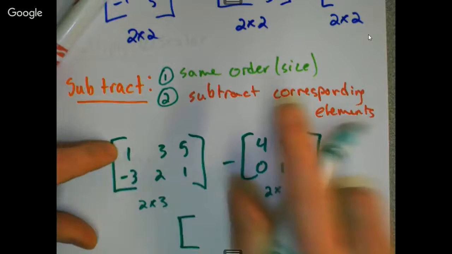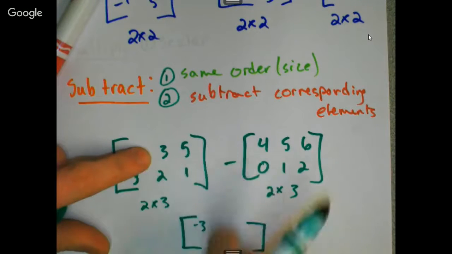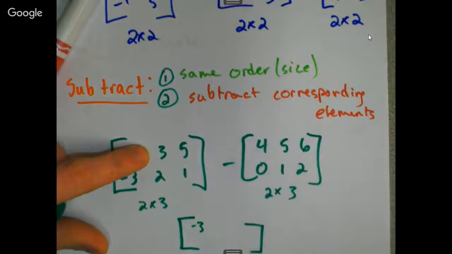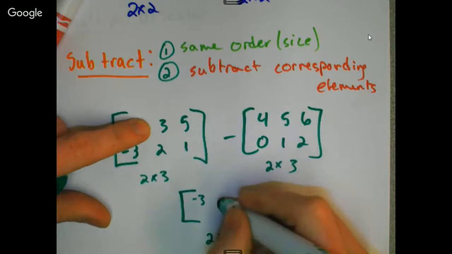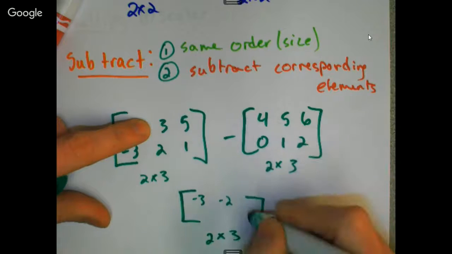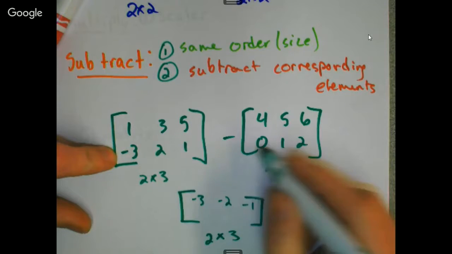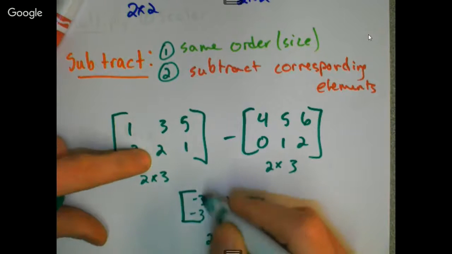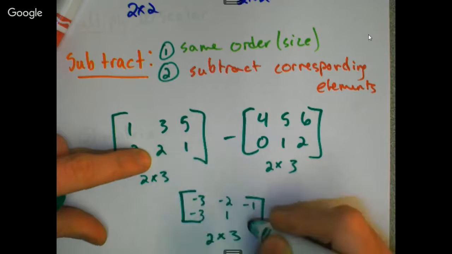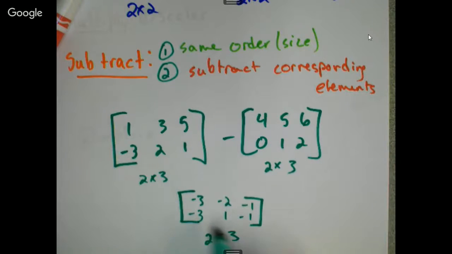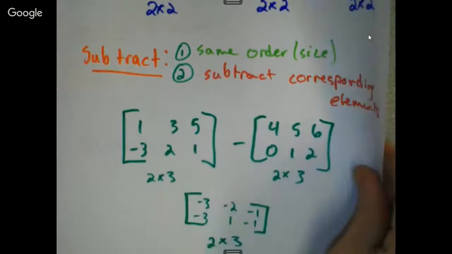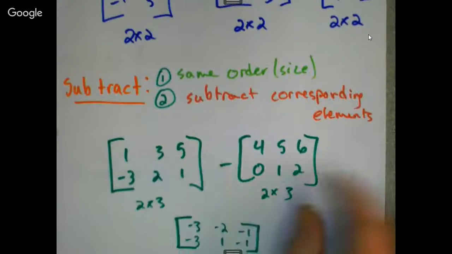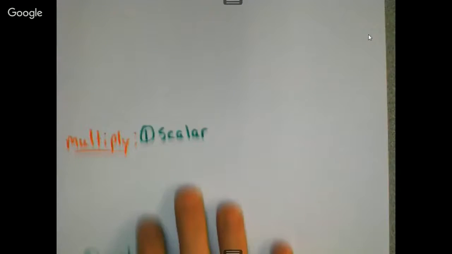So you have 1 minus 4. And notice they go in the same location after your subtraction. 3 minus 5, 5 minus 6, -3 minus 0, 2 minus 1, and 1 minus 2. Okay, and again, I have a 2 by 3 matrix there. So that's addition and subtraction. You're just adding and subtracting whichever one goes along with the other one.